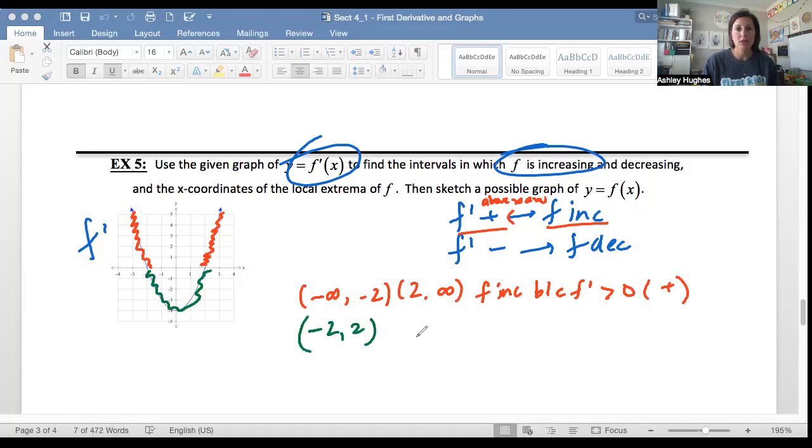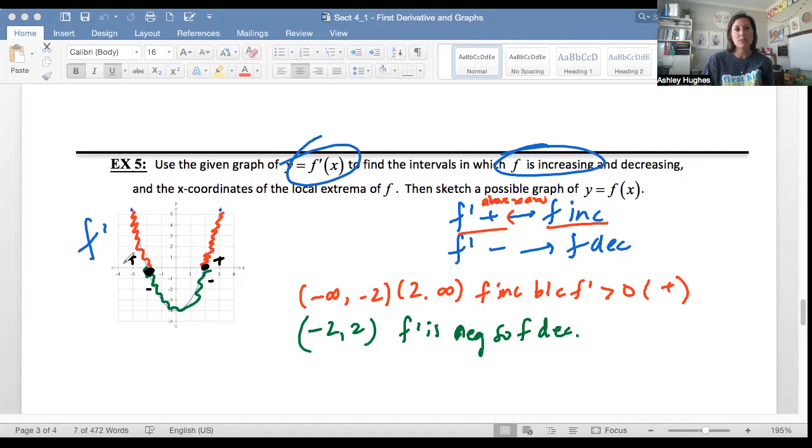From -2 to 2, f prime is negative, so f is decreasing. If I was going to go backwards now, that one's a little bit trickier. I'm going to find the zeros. This is a 0 and this is a 0. This is going from positive to negative, which means it's going to be a max of the original function. And then this is going from negative to positive, which means a min of the original function.